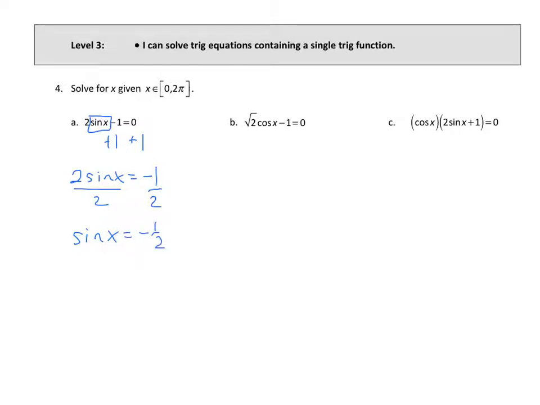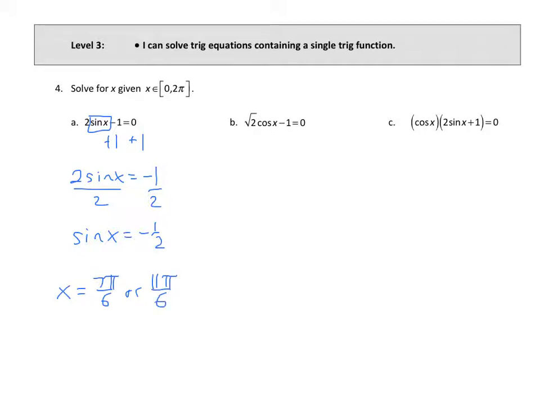And now the question is, where on the unit circle from 0 to 2 pi do we have sine values of negative 1/2, which angles? Those angles would be 7 pi over 6 and 11 pi over 6.